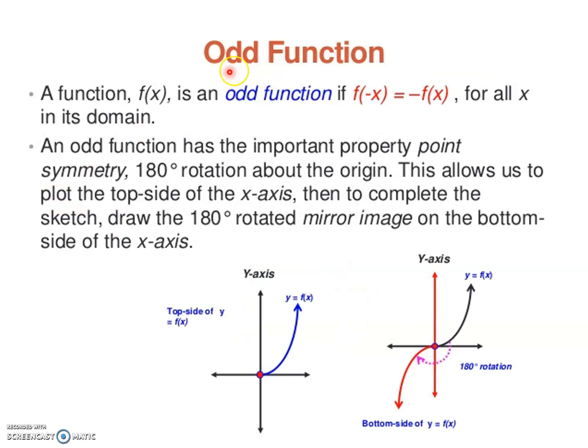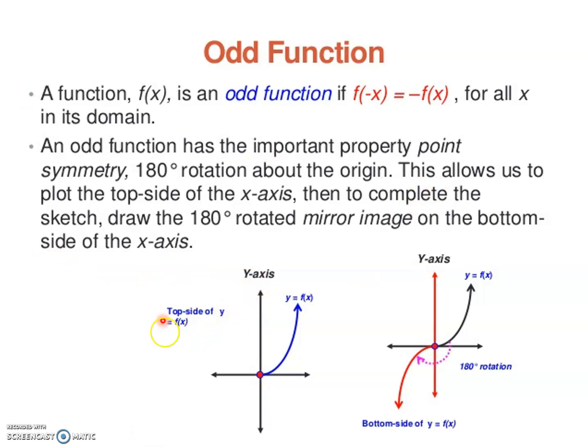Now we have to take the odd function. A function f of x is an odd function if f of minus x is equal to minus f of x for all x in its domain. An odd function has the important property of point symmetry, 180 degree rotation about the origin. This allows us to plot the top side of the x-axis. Then to complete the sketch, draw the 180-degree rotated mirror image on the bottom side of the axis.